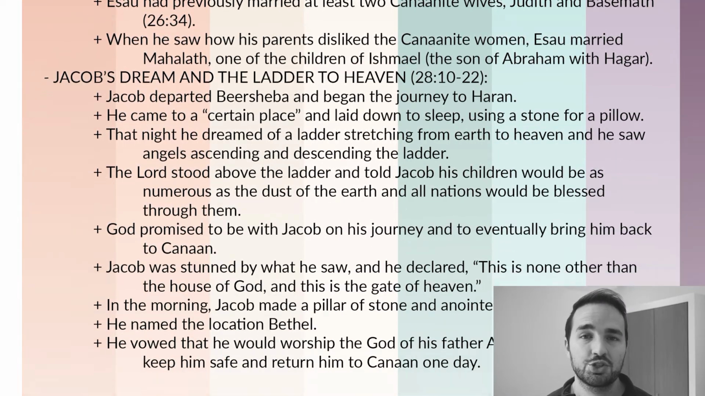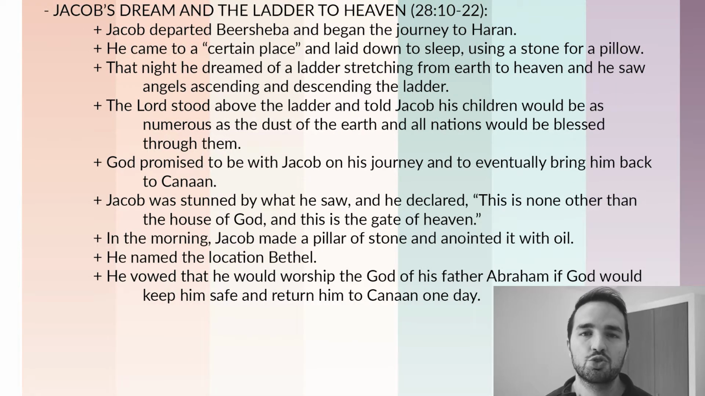And so then in our last section, verses 10 through 22, Jacob's dream and the ladder to heaven. So Jacob departed Beersheba, and he was on his way to Haran. Now, that was a long journey. He made a stop in, quote, a certain place, and he laid down to sleep and used a stone for his pillow. And that night he had a vision, a dream of a ladder that stretched all the way from the earth up to heaven, and there were angels ascending and descending down the ladder.